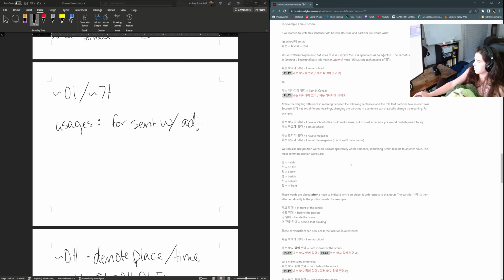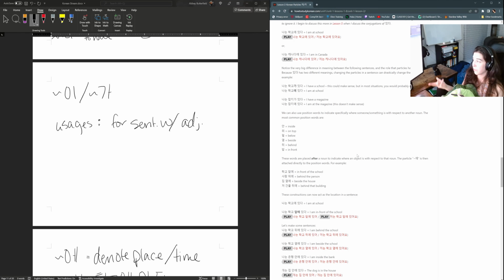Let's see, we can use position words to indicate specifically where someone or something is with respect to another noun. So, in front of the school, 학교 앞에, or behind the person, 사람 뒤에, behind the house, 집 뒤에, or behind that building, because it's a building that we can see, 저 건물 뒤에.